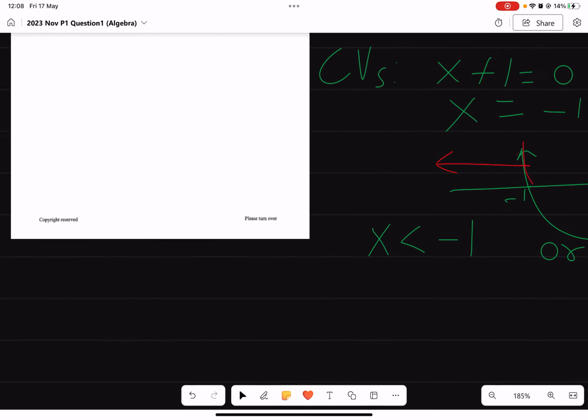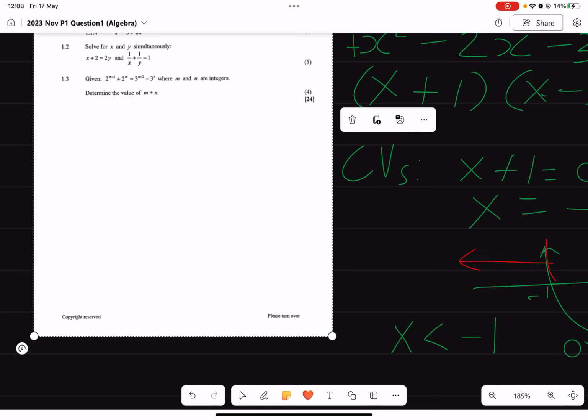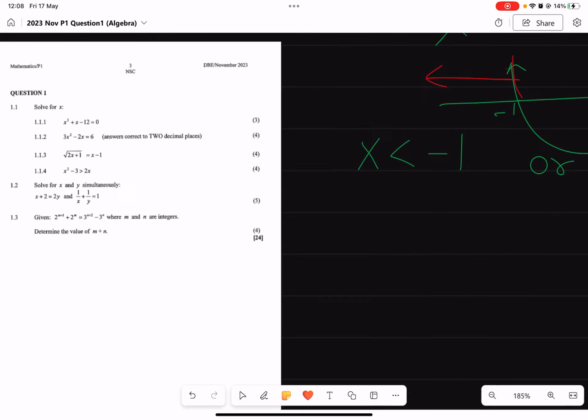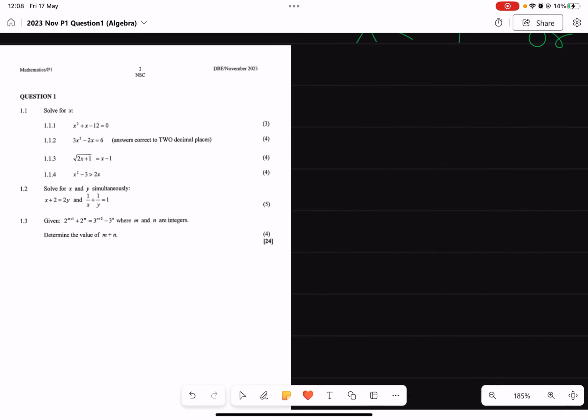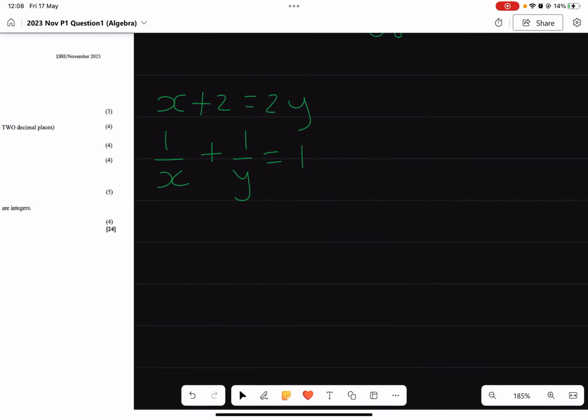Okay. Now they want us to solve for x and y simultaneously. We can do that with ease. So let me just copy the question. We have x plus 2 equals 2y. And we also have 1 over x plus 1 over y equals 1. Those are the two equations we are working with.